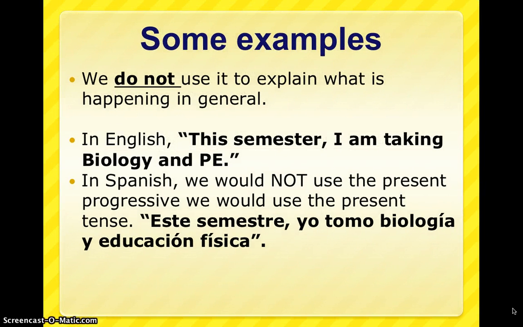So we're going to look at some examples, but first it's really important to understand that in English we use the present progressive a lot, but in Spanish it's not used quite as often. So in Spanish we do not use it to explain what is happening in general. For example, in English we might say, this semester I am taking biology and PE. So we can see here that we've used the present progressive tense in English. We have the ing at the end of our verb, taking.